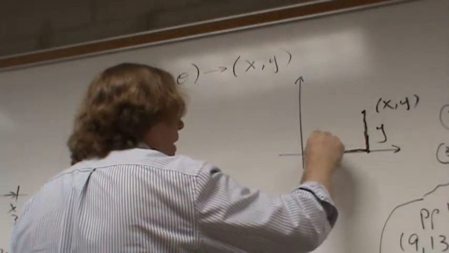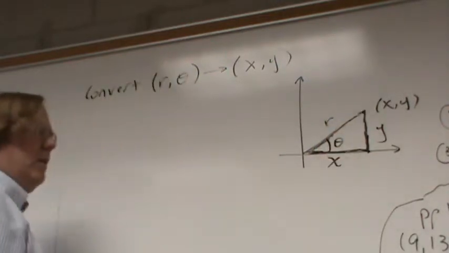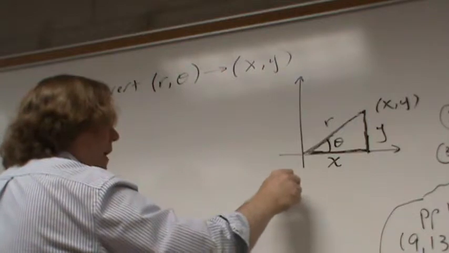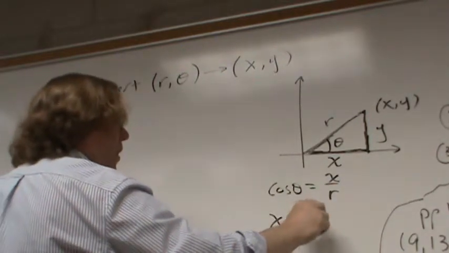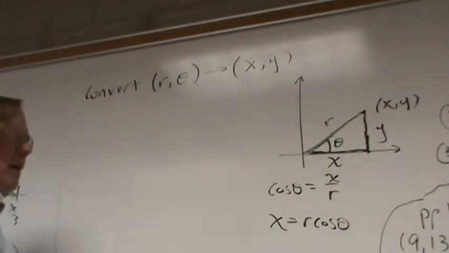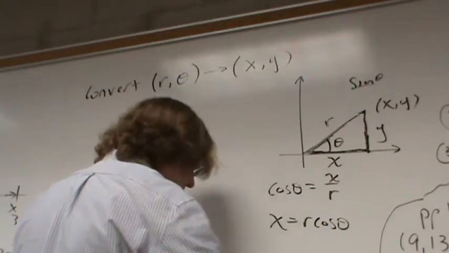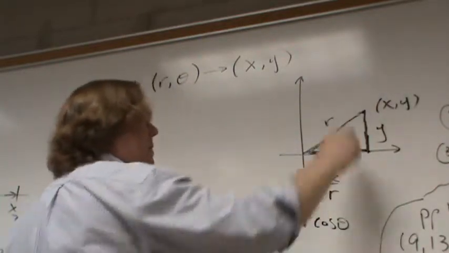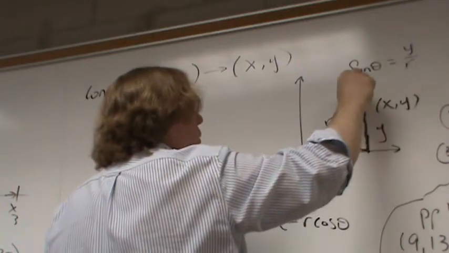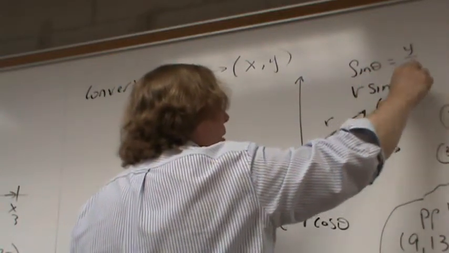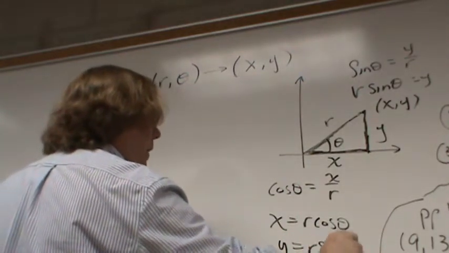And so, since this is r and this is theta, do you see that the cosine of theta is going to be x over r, or x equals r cosine theta? And similarly, the sine of theta is equal to y over r, or r sine theta equals y. So I get y equals r sine theta.